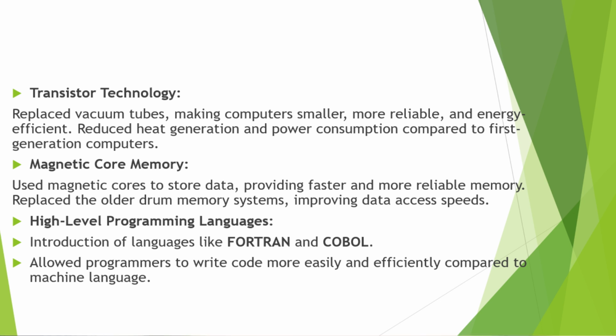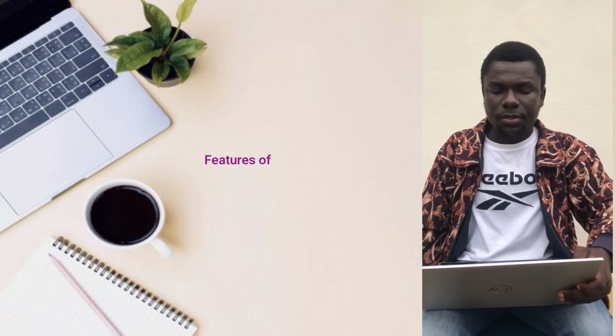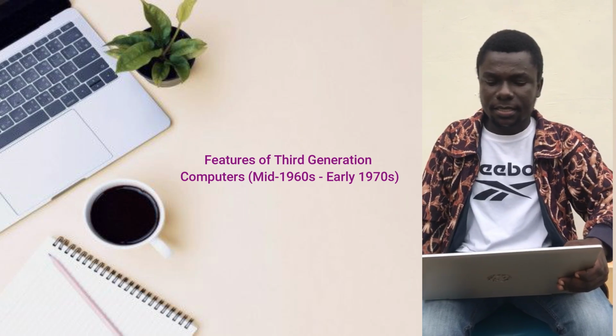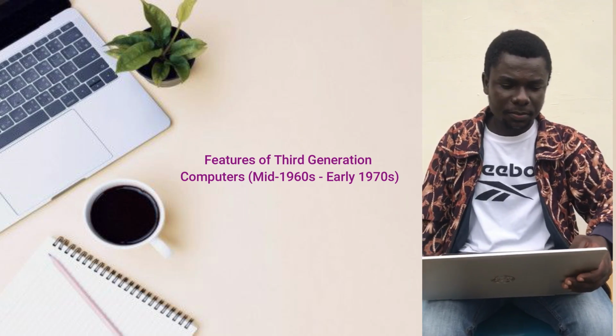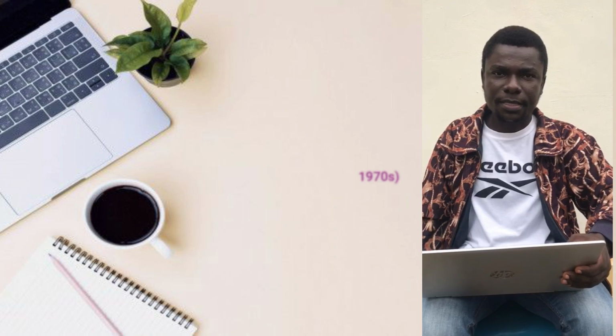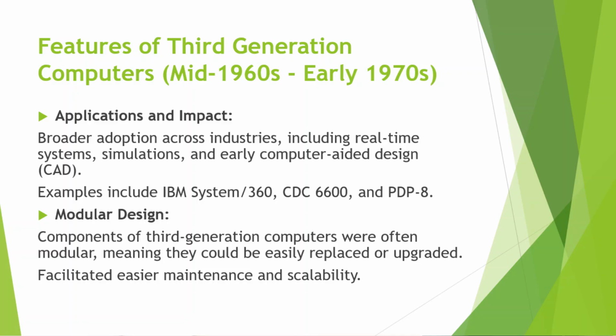Here, we are going to focus on the features of the third generation of computers. This is going to center on the middle 1960s to the early 1970s. So, first of all, I would like to talk about the applications and the impact. With application and the impact, broader adoption across industries, including real-time systems, simulations, and early computer-aided design, that is the CAD. Examples include the IBM System 360, the CDC 6600 and PDP-8.